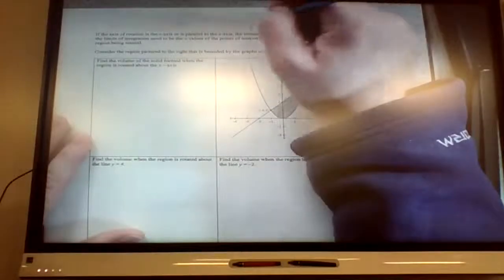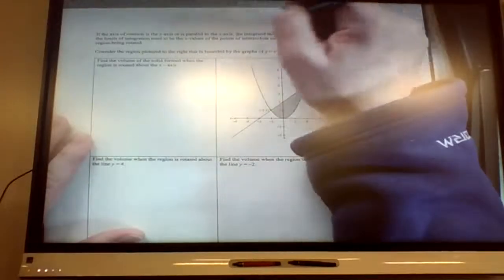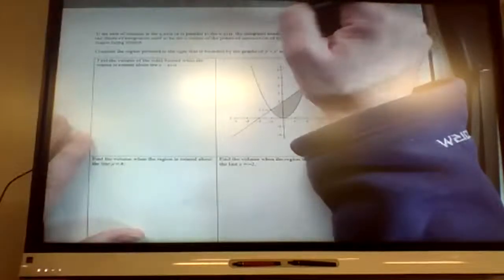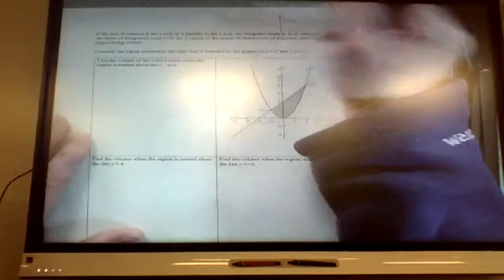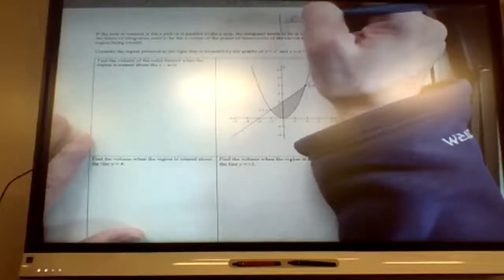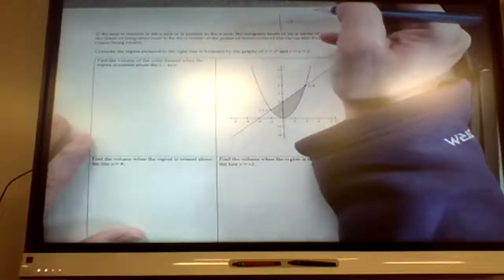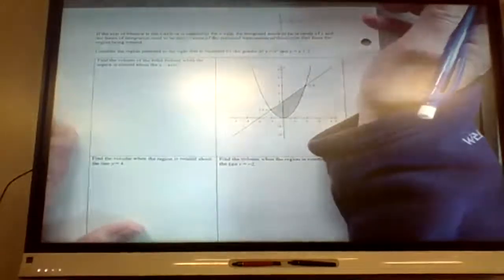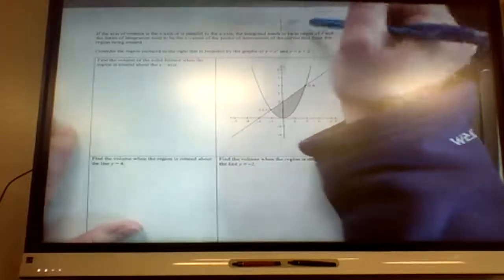If it's going to be a sphere, this would have to be the same as this. If it's even, all of these would have to be the same. Well, that's not going to be a parabola. What's that going to be? A semicircle. Yeah, and if you rotate that, you would make a sphere right there.